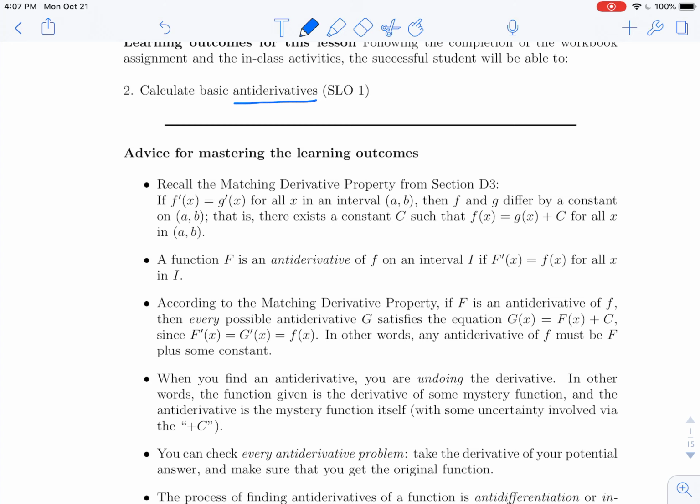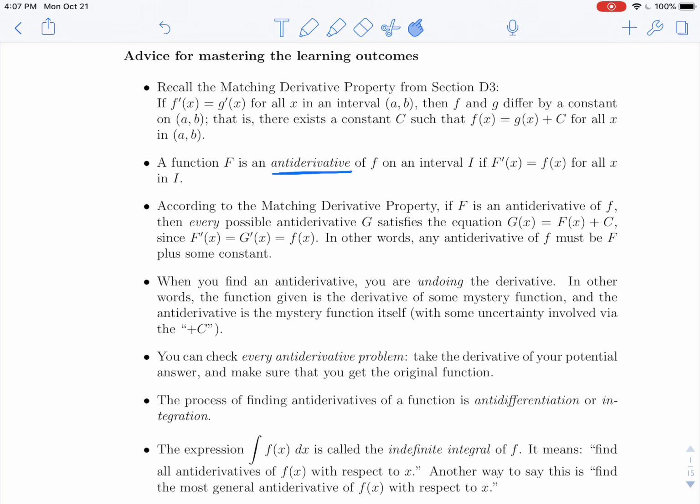A function capital F is an antiderivative of little f on an interval I if capital F prime of x is equal to f of x for all x in I. According to the matching derivative property, if capital F is an antiderivative of little f, then every possible antiderivative capital G satisfies the equation capital G of x equals capital F of x plus c, since capital F prime of x is equal to capital G prime of x, which is equal to little f of x. In other words, any antiderivative of little f must be capital F plus some constant.